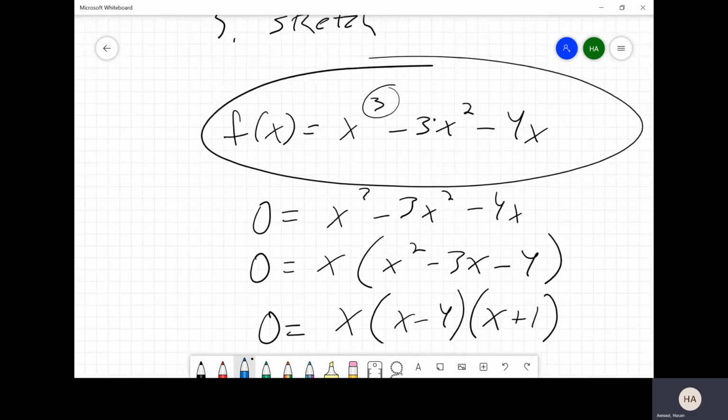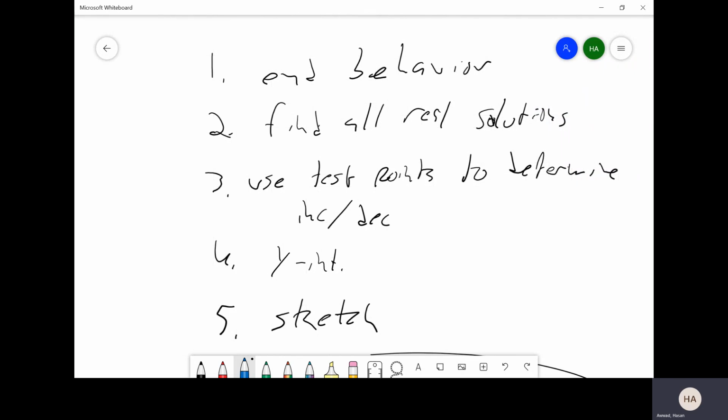Again, it's really just a 5-step system. You figure out the end behavior, you find the x-intercepts, you use your test points to figure out if it's increasing or decreasing from those points that you found, from the x-intercepts. You find the y-intercept, and then you sketch it all. You just plug in your points onto your graph, and using your end behavior and using where, according to your test points, it's increasing and decreasing, you can figure out a pretty good estimate for the sketch of a graph.